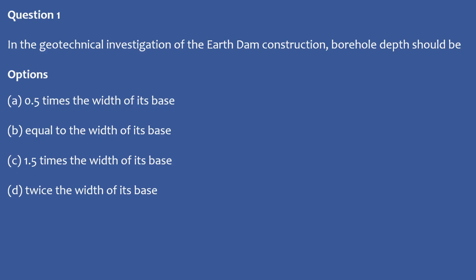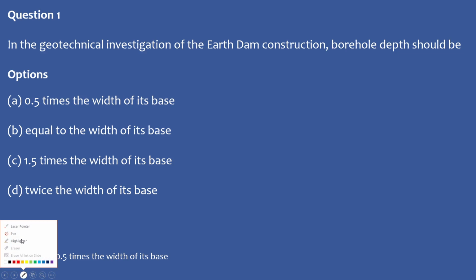So let's check the answer. The correct answer is 0.5 times the width of its base. In geotechnical investigation of the earth dam, borehole depth should be at least a minimum of 0.5 times the width of its base.